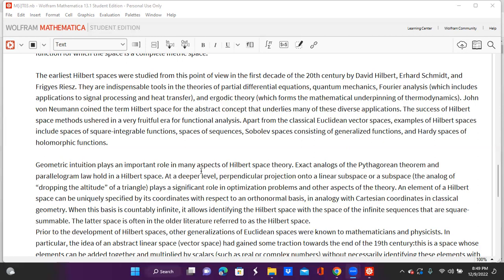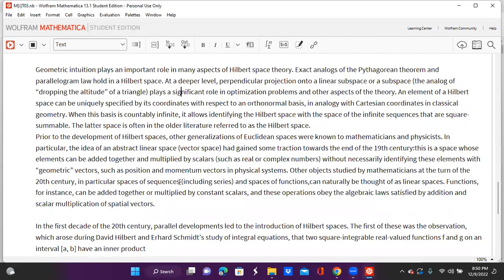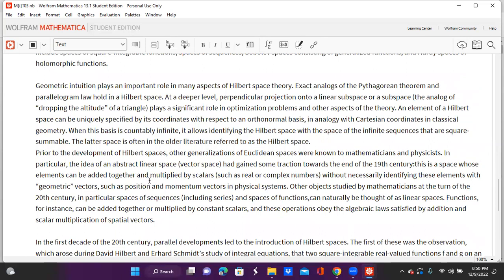The success of Hilbert space methods ushered in a very fruitful era for functional analysis, apart from the classical Euclidean vector spaces. Examples of Hilbert spaces include spaces of square integrable functions, spaces of sequences, Sobolev spaces consisting of generalized functions, and Hardy spaces of holomorphic functions. Geometric intuition plays an important role in many aspects of Hilbert space theory. Exact analogs of the Pythagorean theorem and parallelogram law hold in a Hilbert space.